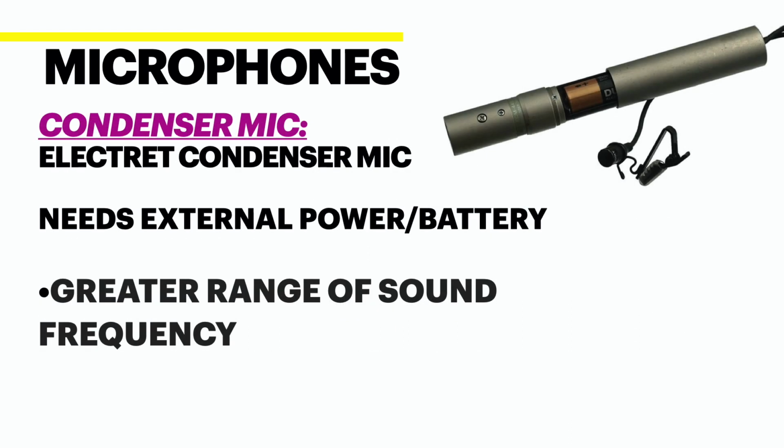The condenser mic needs an external power source or something like a battery. And this has a greater range of sound frequency. They're also known as electret condenser mics.